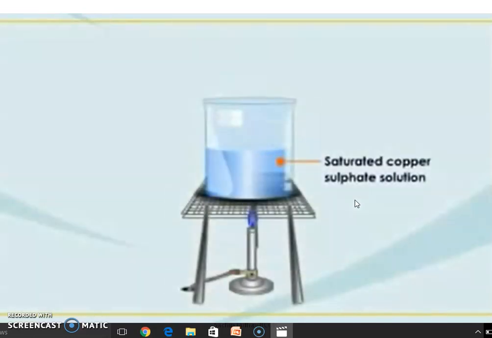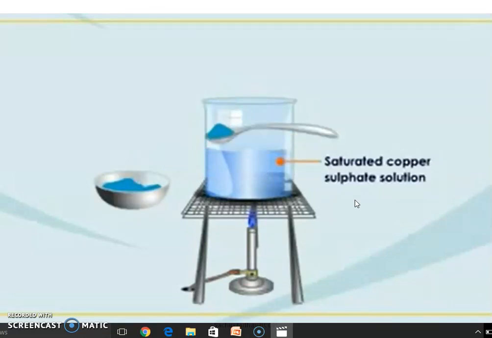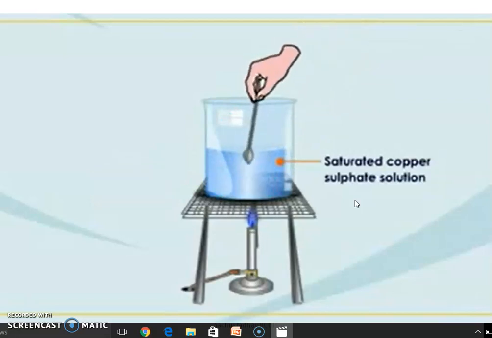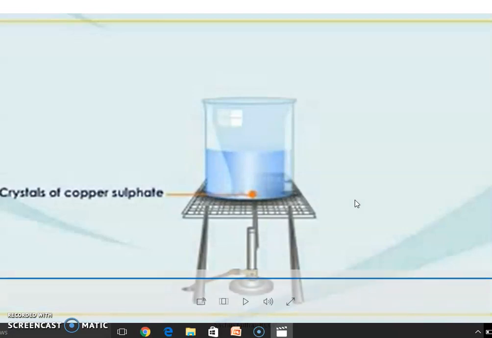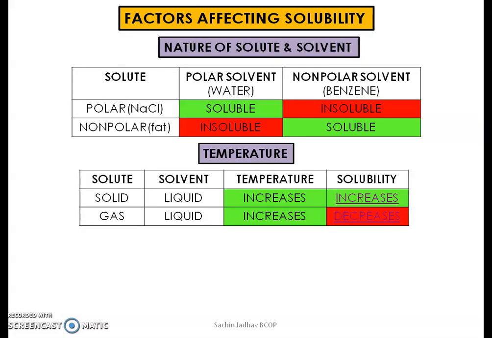If suppose such saturated solution is heated on a Bunsen burner, temperature is given to such saturated solution, and we again add some amount of copper sulfate to it, it gets dissolved. Means after increasing the temperature, more amount of copper sulfate is getting dissolved in it as solubility of copper sulfate is increased. If we cut the heating or reduce the temperature, again the crystals of copper sulfate may form at the bottom of this beaker. So from this we can understand how the temperature increases the solubility of solid in liquid kind of solution.